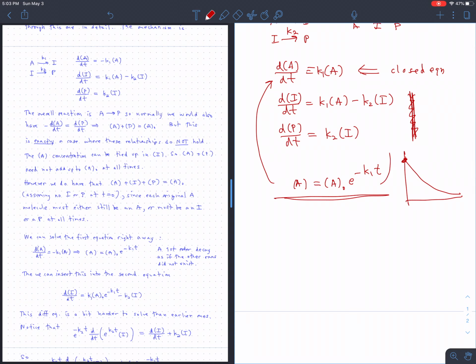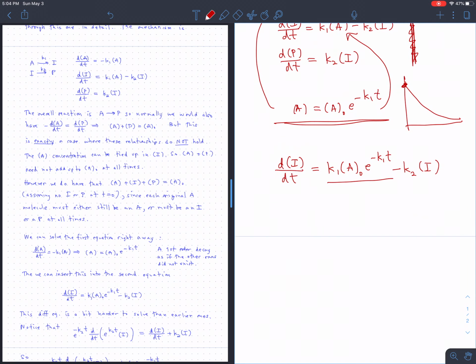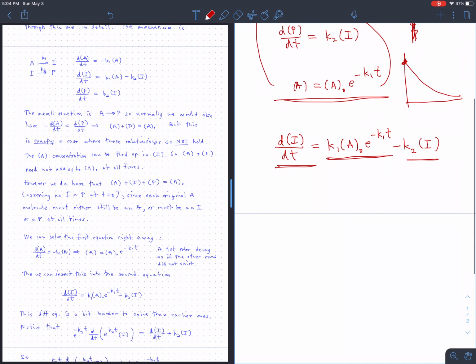Having solved that, though, we can now plug that into this second equation. We have that dI/dt is now equal to K1 times A0 e to the minus K1t minus K2 times I. And now, this is just a function of time. I is the only variable that we have to solve for. It's the only thing that appears. So we now have a closed equation. We can now solve this in principle. It takes a little bit of work to do that, though, so let's look at that.